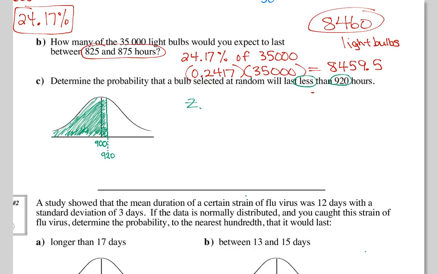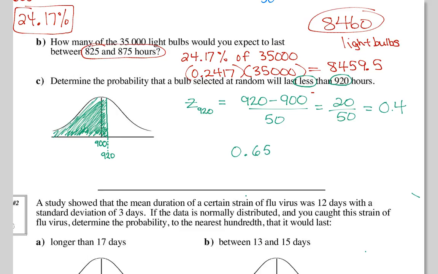So z-score for 920, you'd go 920 minus the average, and then divide that by the standard deviation. So it's 20 over 50, whatever that decimal is. So go find the z-score for 0.4. 0.6554. So that is the probability.